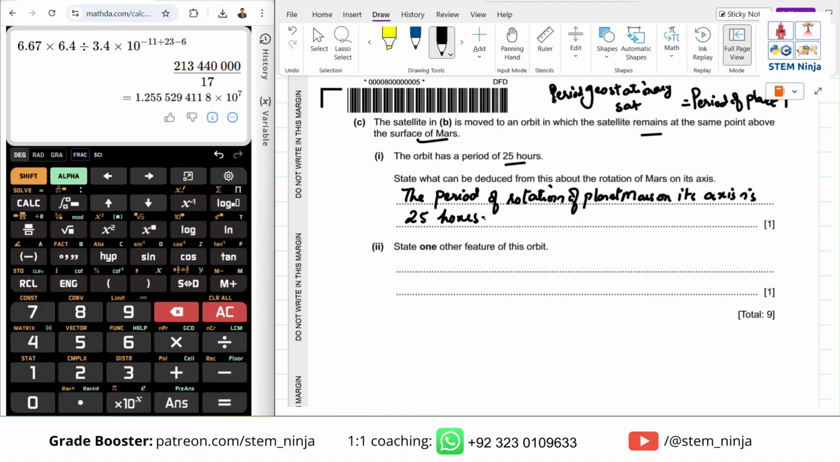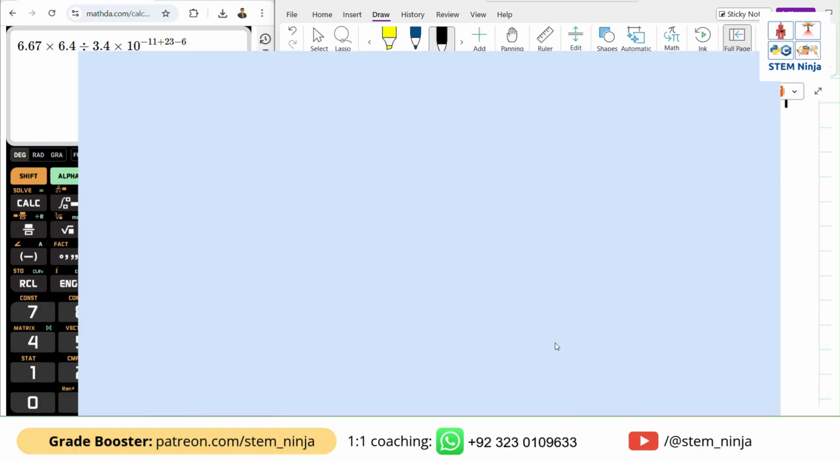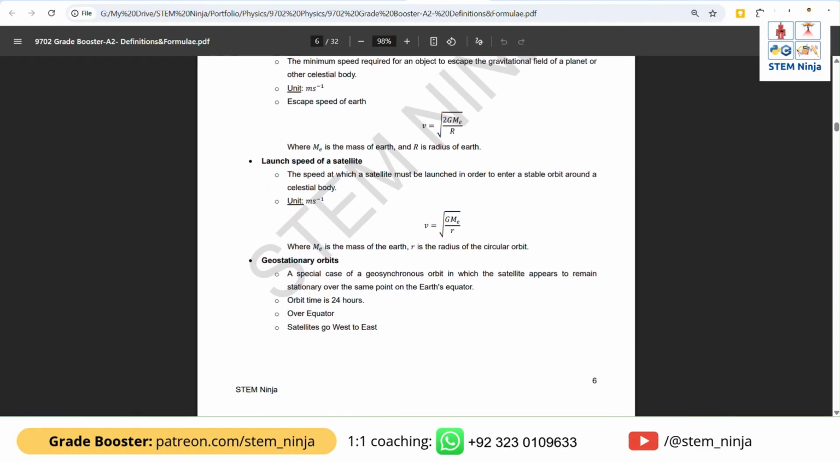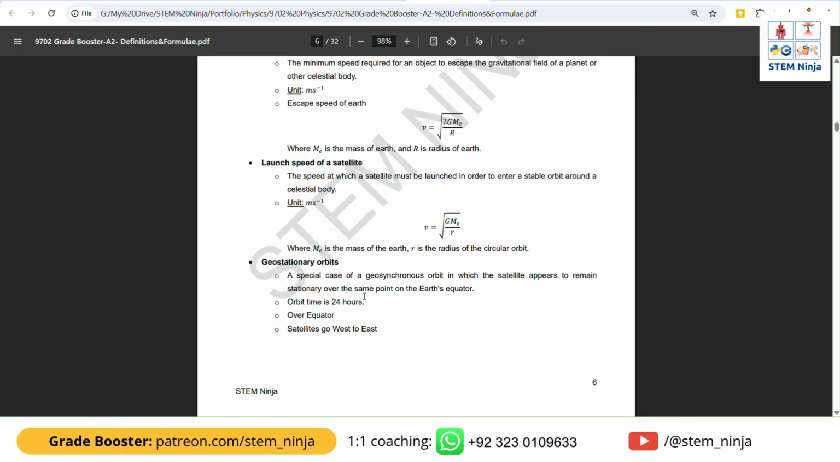State one feature of this orbit. Now, usually the geostationary satellites have certain features. Orbit time is 24 hours. This is just for Earth, by the way. We have already discussed that on Mars it will be 25. Over the equator. So over the equator, that will be true for the Mars satellite also.